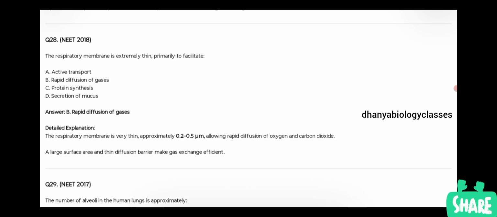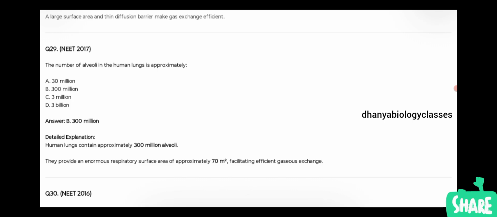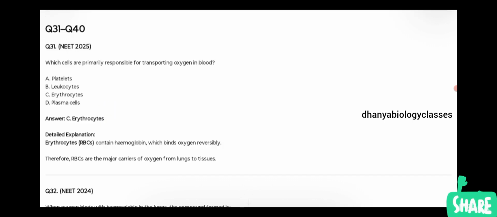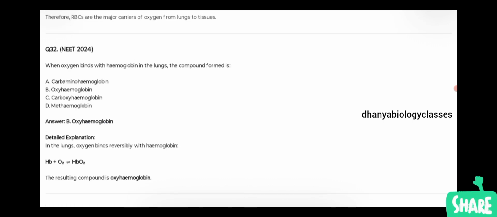The respiratory membrane is extremely thin, primarily to facilitate what? Rapid diffusion of gases. The number of alveoli in human lungs is about 300 million. The right lung in humans differs from the left lung because the right lung has 3 lobes. Which cells are primarily responsible for transporting oxygen in blood? RBC, that is erythrocytes. When oxygen binds with hemoglobin in the lungs, the compound formed is oxyhemoglobin. That is Hb plus O2 gives HbO2, which is the oxyhemoglobin.